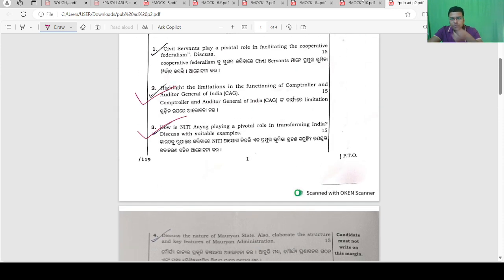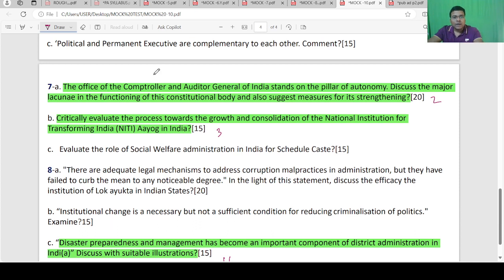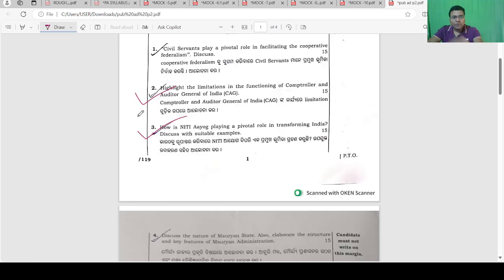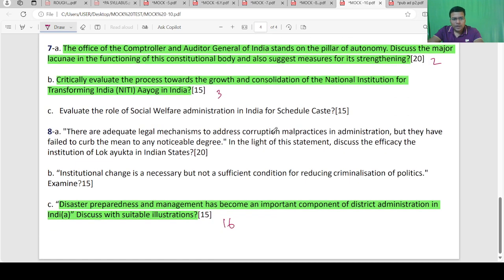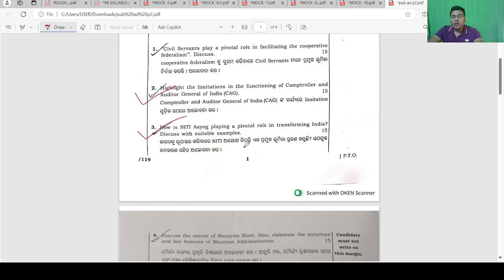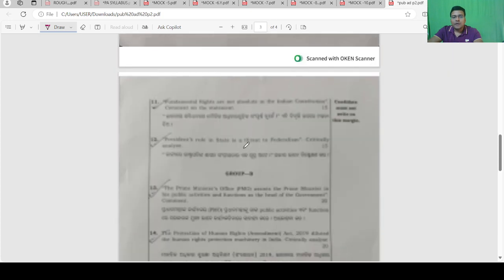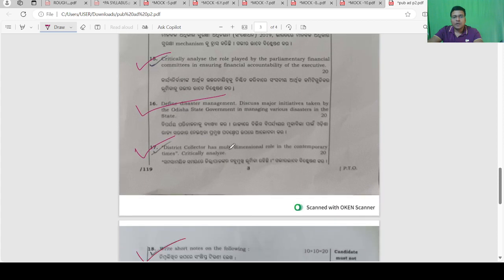CAG. Look, discuss the major lacuna in the functioning of a constitutional body; this highlights the limitation in the functioning of CAG. This is one question done. Niti Aayog already done. And disaster preparedness and management has become an important component of district administration in India, so you can add these things in this question on disaster management. Okay, so how many questions have come in the test?